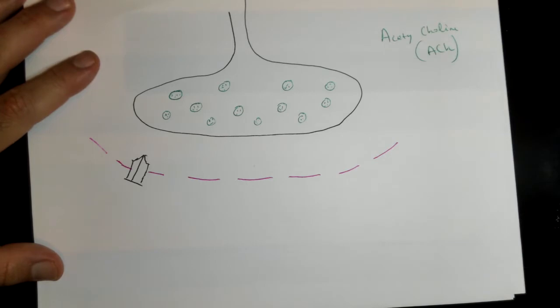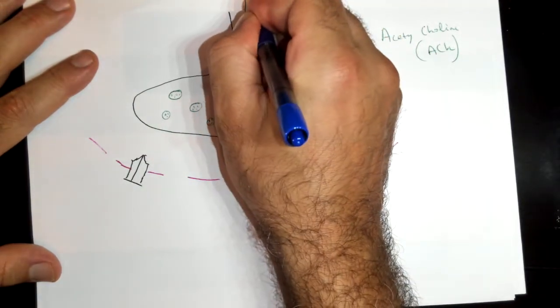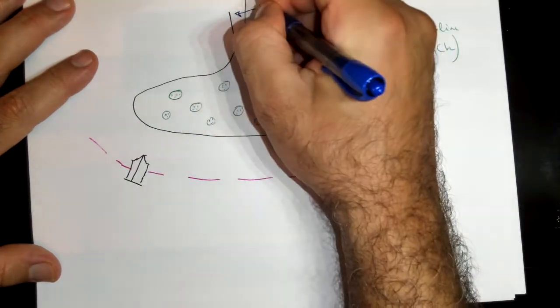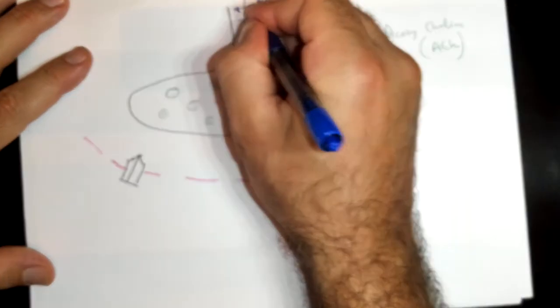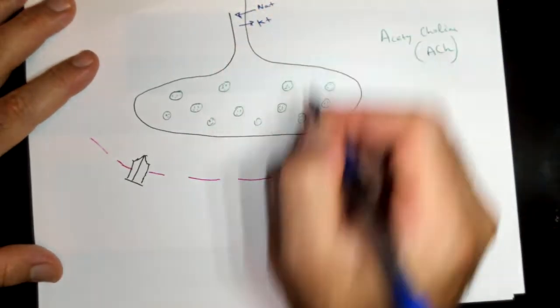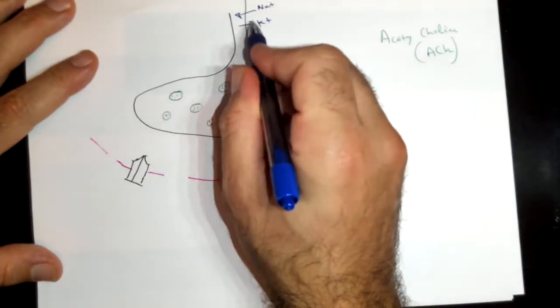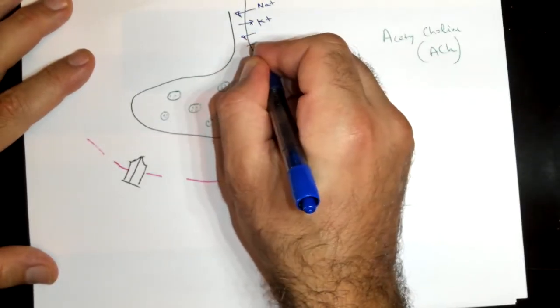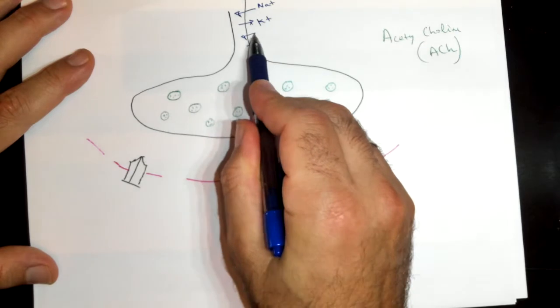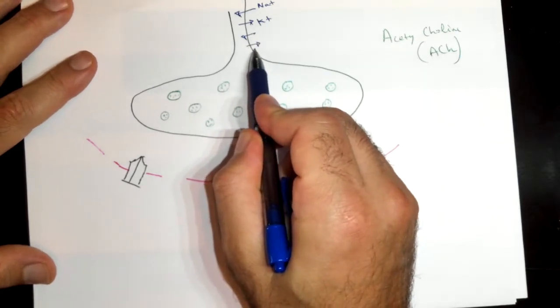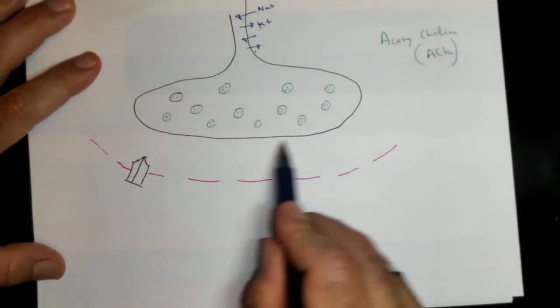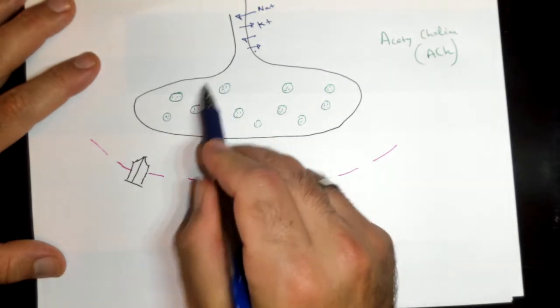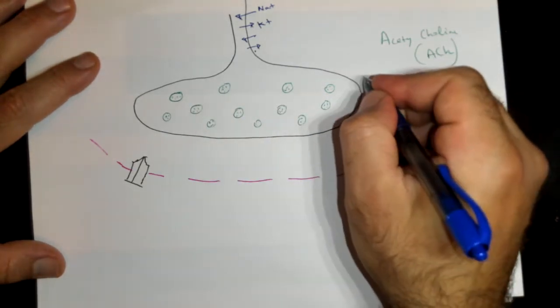So what's going to happen is that if we remember, we've got this sodium that goes in, followed by potassium that goes out. And this keeps going as a domino effect, where these keep switching off. Sodium goes in and potassium goes out. But at the synaptic end bulb, we have a different ion that actually goes in.